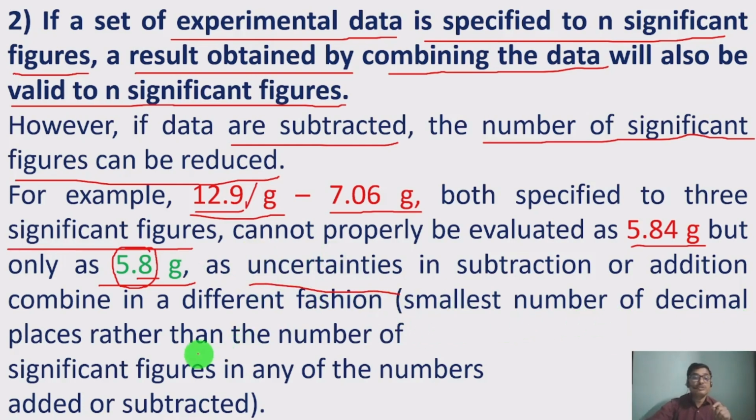Smallest number of decimal places rather than the number of significant figures in any of the numbers added or subtracted. Here we are not going to consider the number of significant figures in the numbers, but we are going to consider the least decimal place in any of the numbers used in the addition or subtraction.